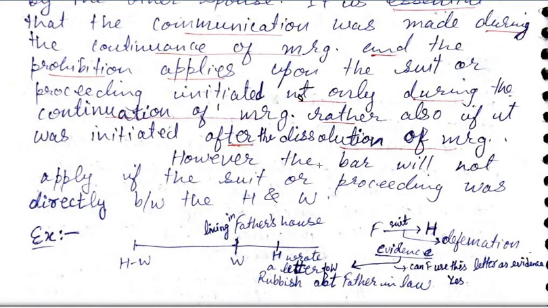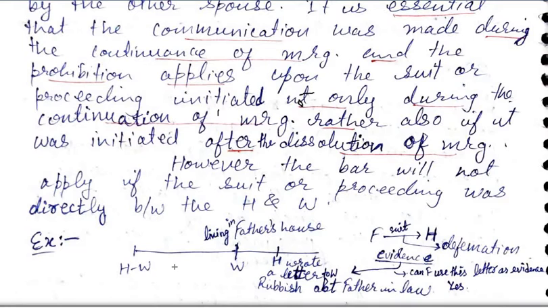Next paragraph. However, the bar will not apply if the suit or proceeding was directly between the husband and wife. One last point you have to understand is, एक एग्जाम्पल से समझते हैं इस पॉइंट को. मान लो H and W get married here, and the marriage continues. Now during the continuance of marriage, due to some reasons wife left the house, and now wife is living in father's house after leaving the husband's house.